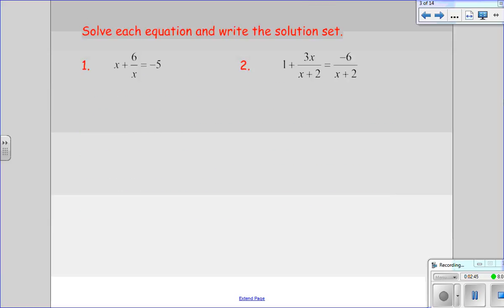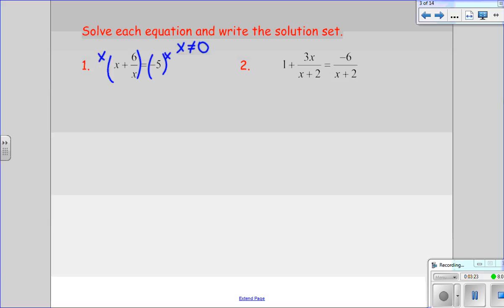Here is an example of a rational equation, x plus 6 over x equals negative 5. The first thing we should do is list what our restriction is. In other words, what could x never equal? And in this example, x could never equal 0, because if I put 0 in for that denominator, I'd get a fraction that was undefined. And so I can't have that, so 0 is my restriction, and now I can clear my fraction. So I'll multiply the left side of the equation and the right side of the equation by x, because that will get rid of my fractions and my denominators.